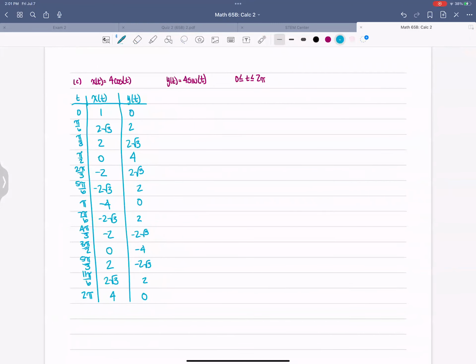Now that we have that, let's start graphing it. All right, going out 4 units in either direction. 1, 2, 3, 4. 1, 2, 3, 4. 1, 2, 3, 4. 1, 2, 3, and 4. So this is our very first spot. When x is 4, y is 0. So we're starting off right here. That's at t equals 0.